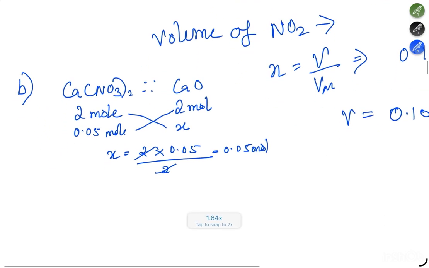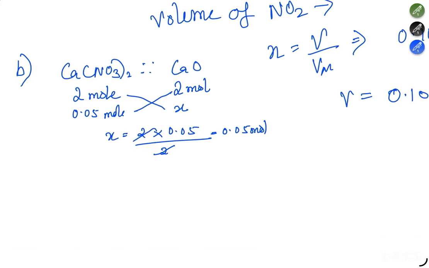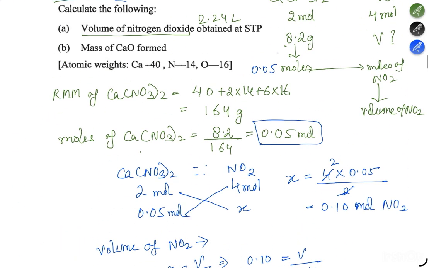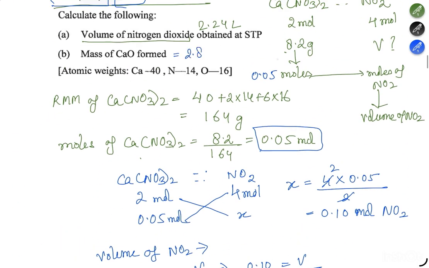Now the next step is very simple. We can convert these moles of calcium oxide to the mass. So the formula will be the same thing we are using, W by RMM of calcium oxide, which is equal to 0.05 multiplied by the RMM is equal to W. Now if I calculate the RMM of calcium oxide, it is 40 plus 16, which is 56. So 0.05 into 56 will give you the value 2.8 gram. So we got the answer as the mass of calcium oxide produced is 2.8 gram.